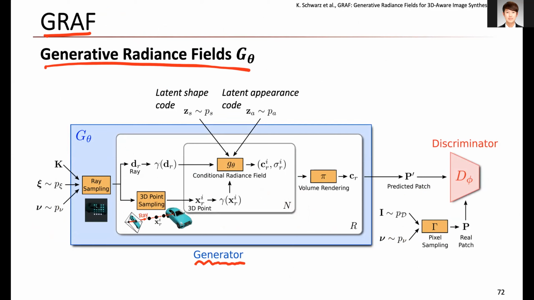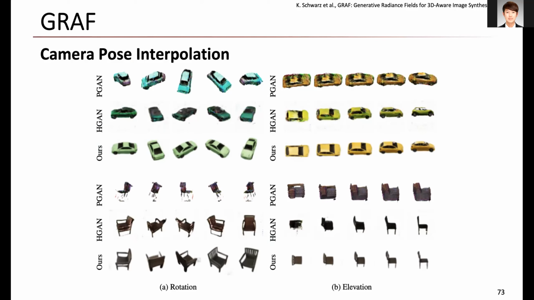By doing this, we can generate high quality images compared to HoloGAN. This is the GRAF generated images. Because we explicitly control the camera pose, we can interpolate the camera or adjust the rotation or the elevation of the generated images like this. This kind of output cannot be feasible with a 2D generator like StyleGAN, but this 3D image generator can do that.